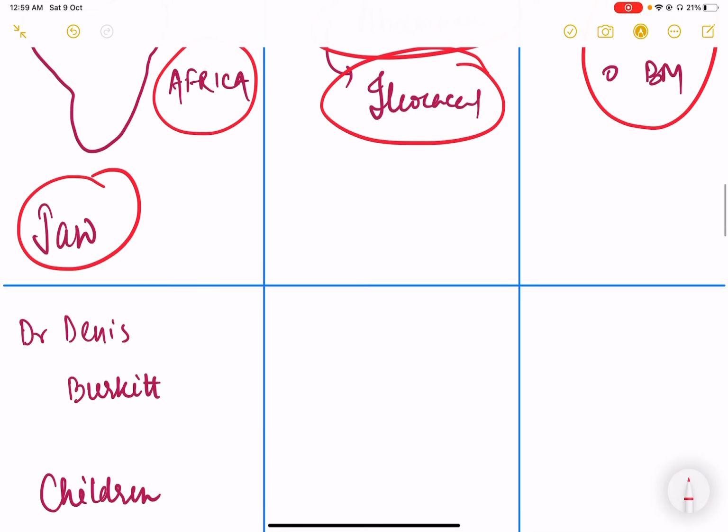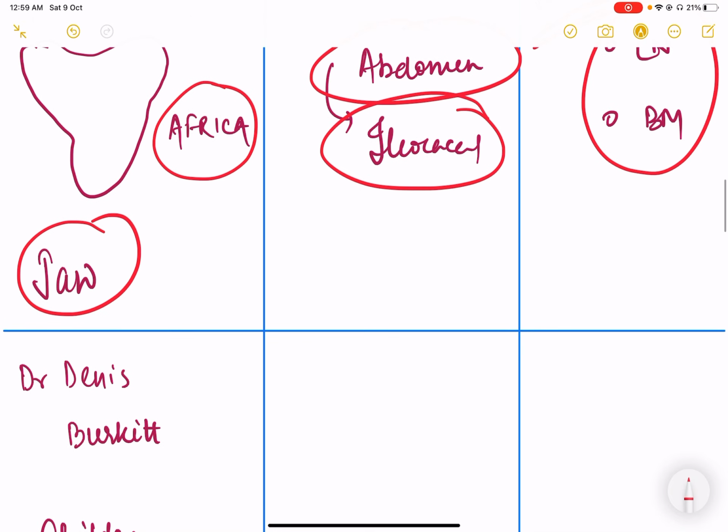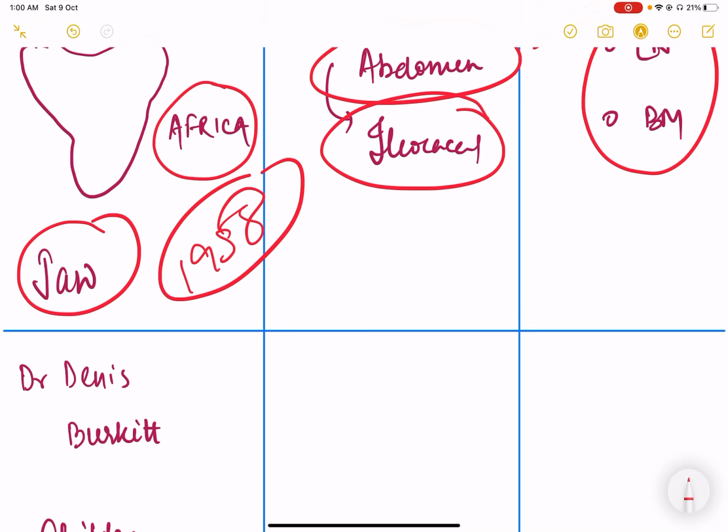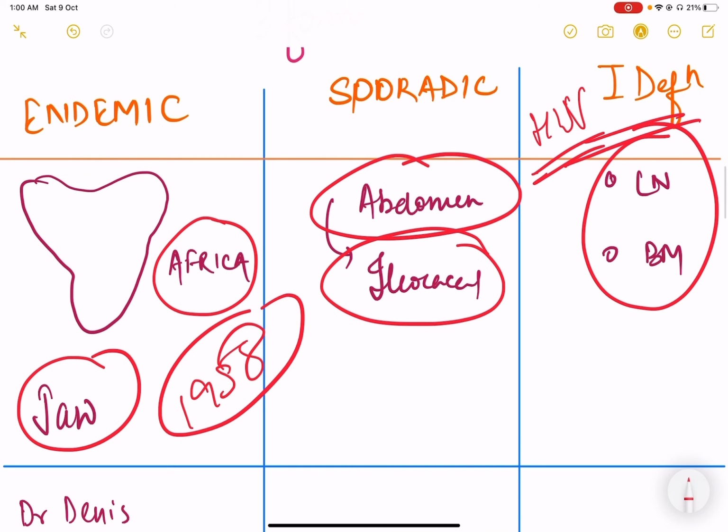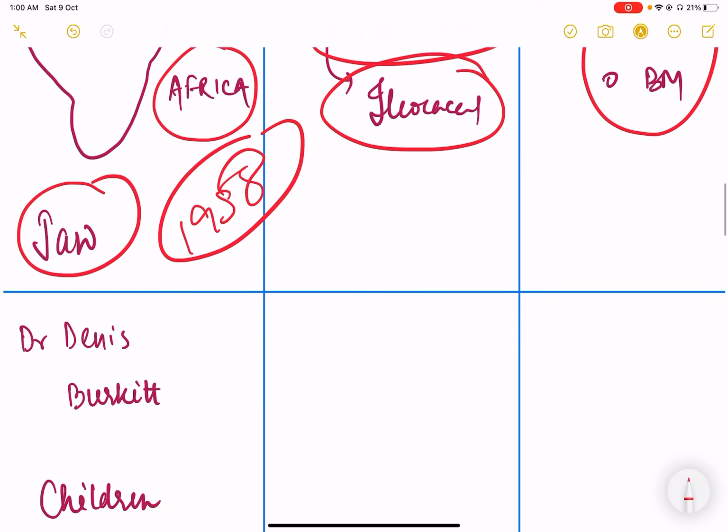Just a brief about the history of the disease. This disease is named after a doctor called Dennis Burkitt. He was a surgeon posted in Africa and he saw a lot of children presenting with jaw masses. When he realized that these are actually a type of lymphoma, initially he called it sarcoma of the jaw. If you read the original 1958 paper, he called it sarcoma of the jaw, and he saw that this is the most common cancer affecting children in equatorial Africa. So that is the endemic form of the disease.